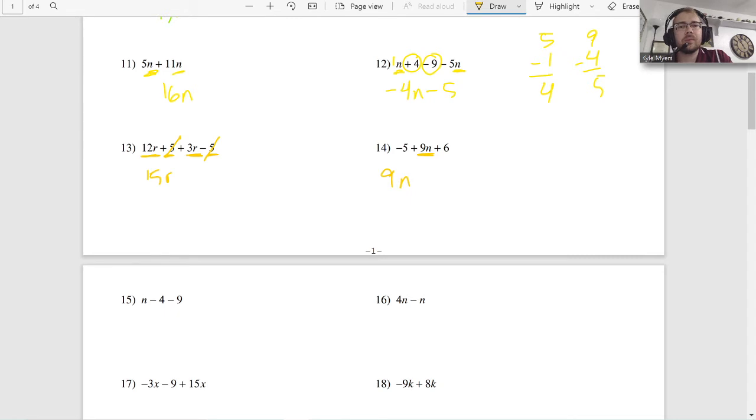9n. Okay, but there's two numbers, negative 5 plus 6. The signs are different, so I subtract. 6 minus 5 is 1. Did I have to switch the signs? No. 6 is plus, 5 is minus, so we're good to go. It's a plus 1.